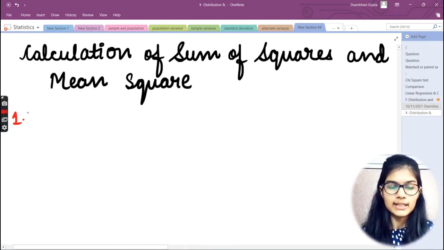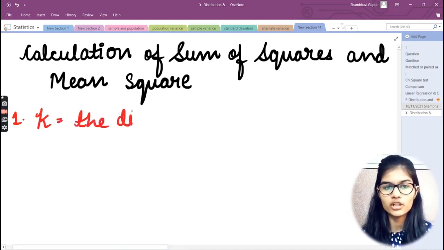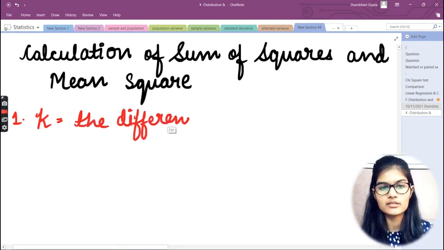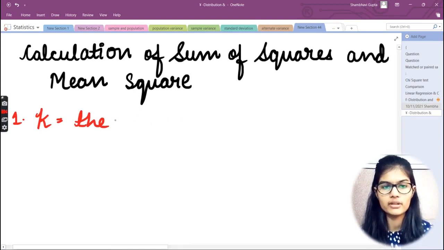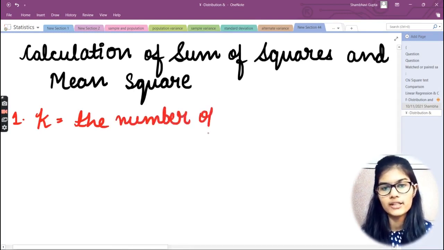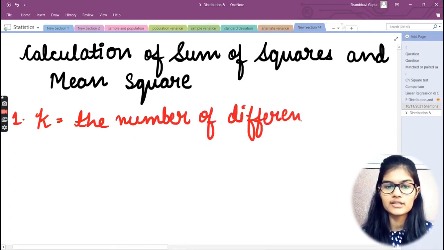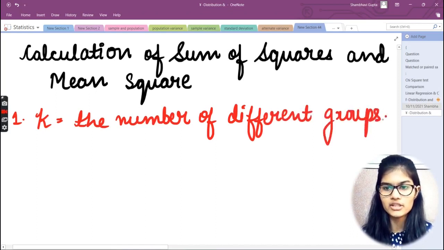Great. So here we have the first one, that is the small k. It is the number of different groups, right? So this is the calculation of sum of squares and the mean square.